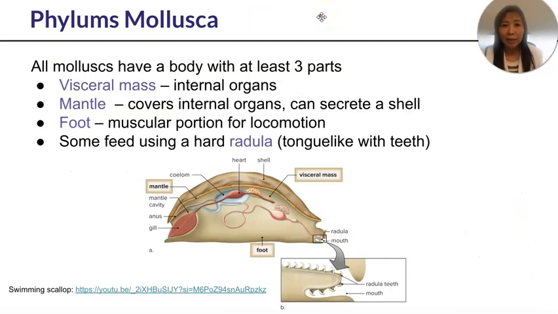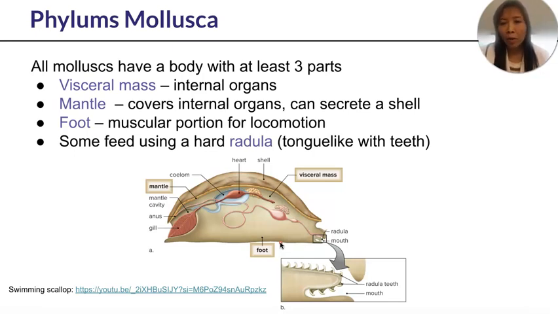So the next phylum we'll visit is the phylum Mollusca. Mollusca have three body parts. They have their visceral mass, which is where their internal organs are. They have their mantle, which covers the internal organs, and many of them can secrete a shell to protect those internal organs. And then oftentimes we will have a foot, which is right here, so they can attach to the surface, and they'll use that foot for locomotion.